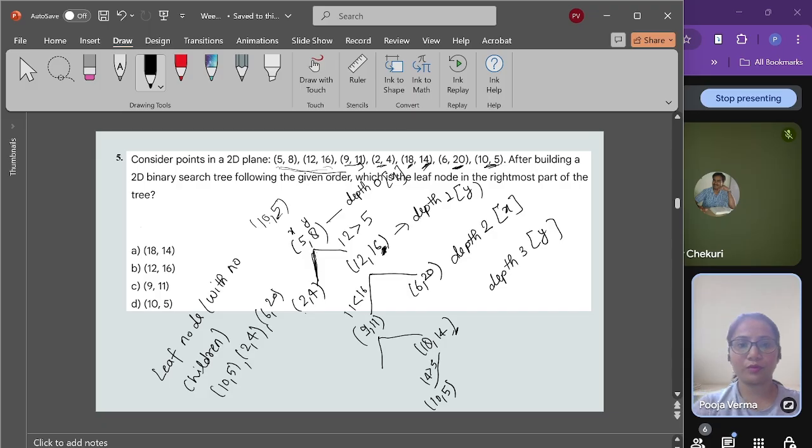Now to get the answer for this one, they have asked which is the leaf node in the rightmost part of the tree. So it is a right part. Okay, so in the right part, what is the last value? That is the rightmost part of the tree. So 10, 5 is the rightmost part. It is in left, but it is a part of the rightmost. Okay, it is a part of that rightmost. So that's why it is 10 and 5. Option D is the correct answer for this question.